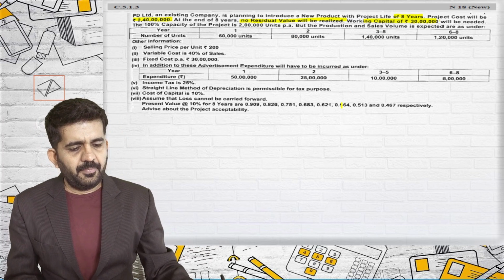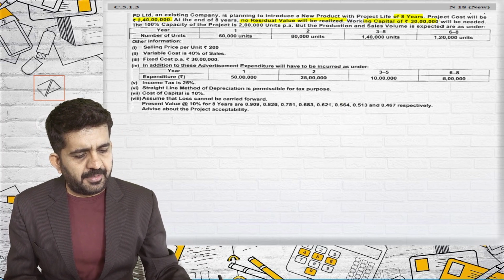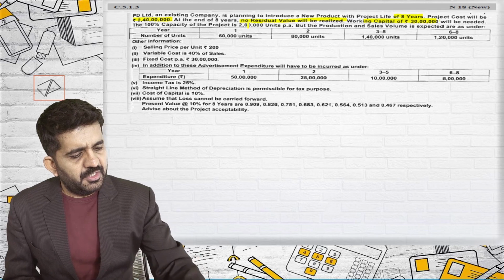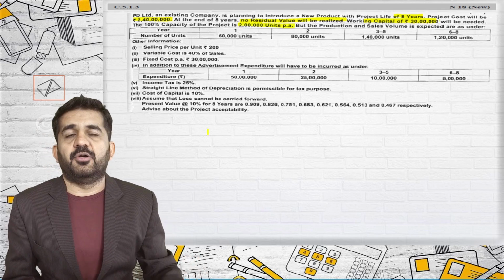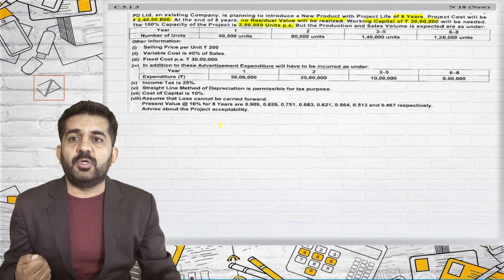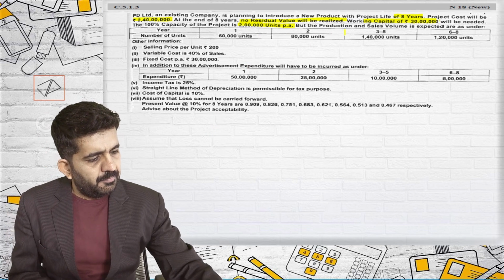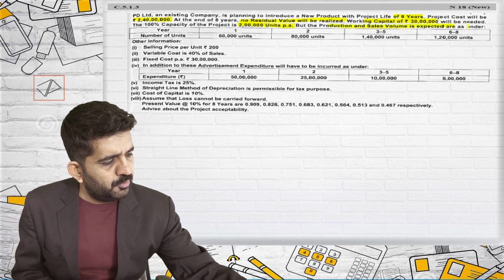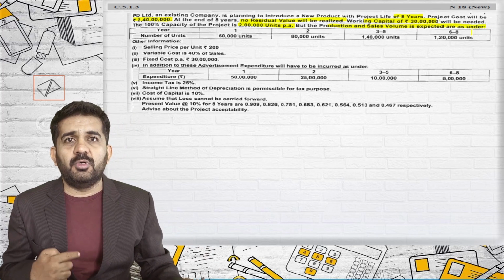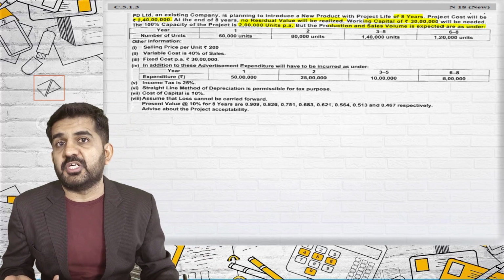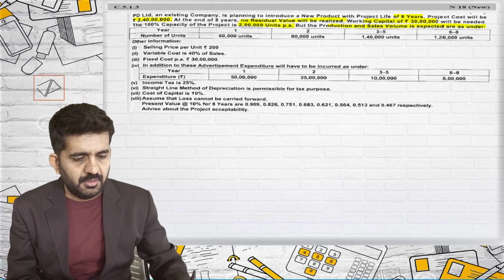The 100% capacity of the project is 2 lakh units per annum. So you can manufacture and sell 2 lakh units per annum. But the production and sales volume is expected to be as under. So not all companies work at 100% capacity because of public demand.